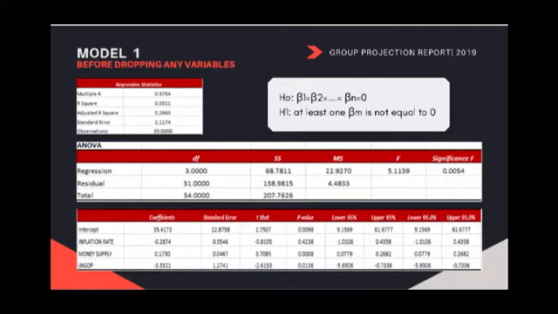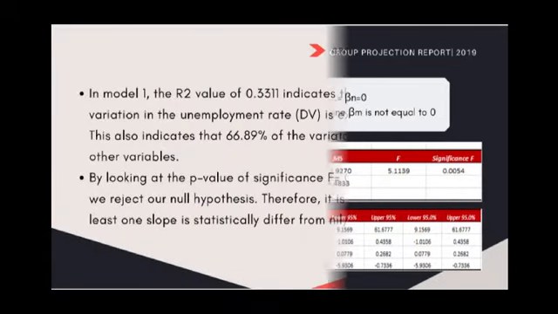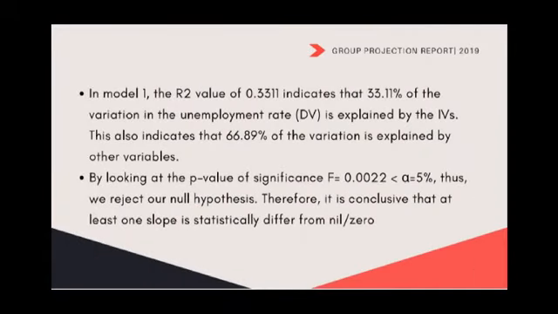In Model 1, the R squared value indicates that 33.11% of the variation in the unemployment, which is the dependent variable, is explained by the independent variables. This also indicates that 66.89% of the variation is explained by other variables. In the model, it is evident that money supply has a larger impact on the unemployment as compared to other variables. The test of ANOVA is slightly different for multiple linear as compared to simple linear. By looking at the p-value of significance F, which is less than alpha equal to 5%, thus we reject our null hypothesis.